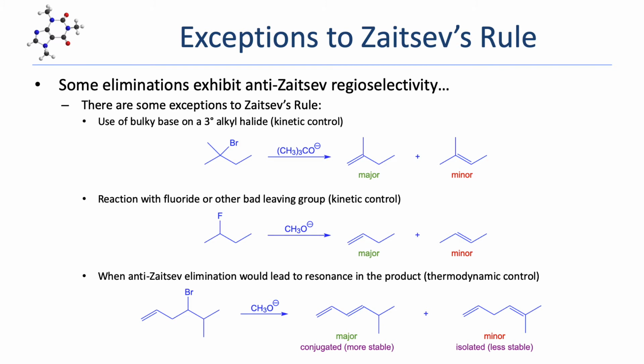Another exception to Zaitsev's rule arises when the reactant has a bad leaving group like fluoride. Again, this forces the elimination to go under kinetic control. In this example, we can see that the formation of the less substituted anti-Zaitsev product on the left is favored over formation of the more highly substituted Zaitsev product on the right. The reason that bad leaving groups like fluoride tend to favor the anti-Zaitsev elimination is rather complicated.